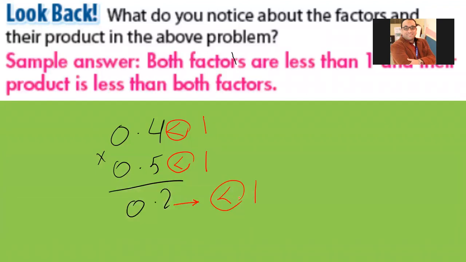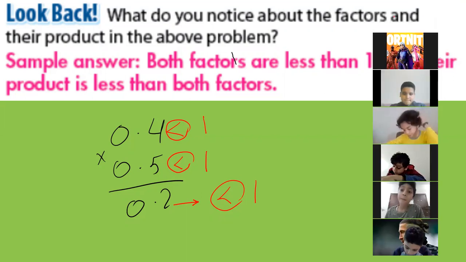Read the answer here. Both factors are less than 1 and the product is less than both factors. Okay, so my dear students, put it in your consideration and don't forget, because maybe it comes in the exam. When we use two factors or two decimals, both of them less than 1, and multiply them together, the result of them is also going to be less than 1, not more. Okay, Ahmed Khalid? Thanks, Ahmed Khalid Shubaki. A good and strong participation from him.